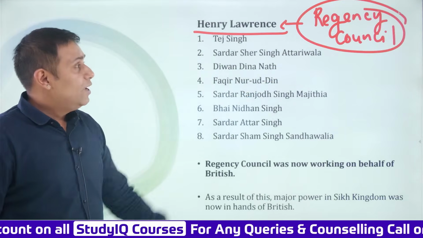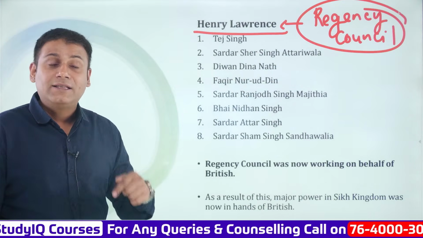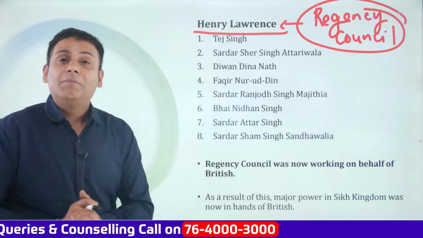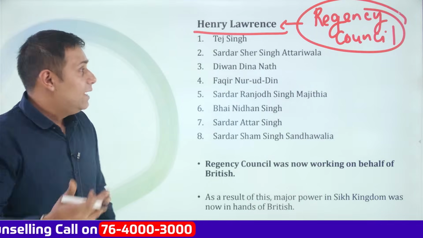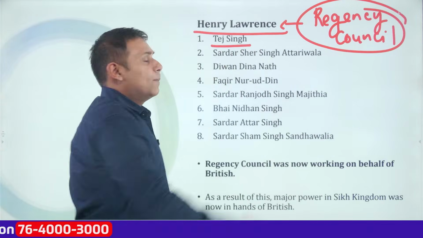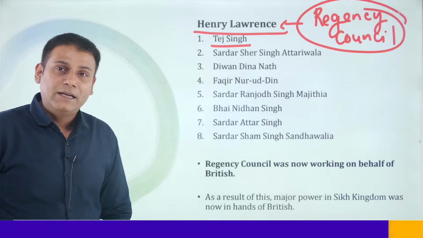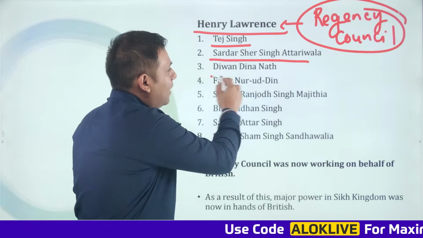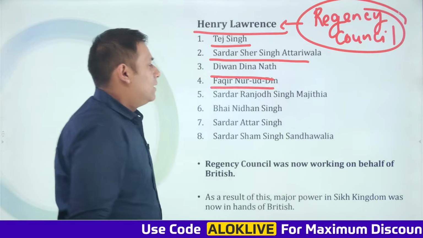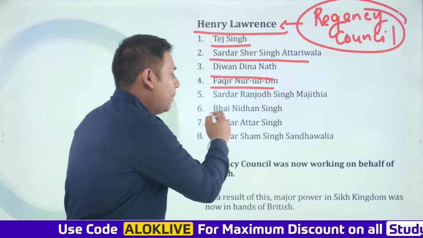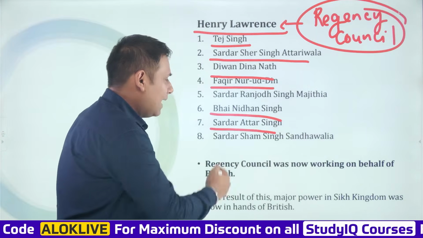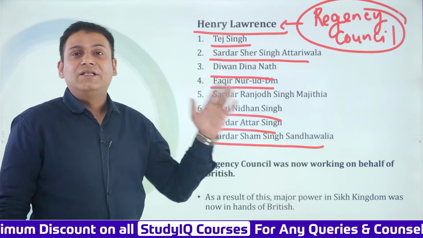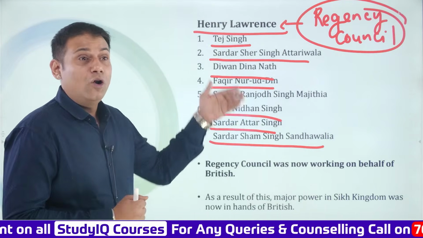Clear? Now the Regency Council consisted of 8 Sikh chiefs who were going to assist Major Henry Lawrence in the performance of his duties. The 8 Sikh chiefs included Tej Singh, who was a general of Maharaja Dalip Singh's army. Then Sardar Sher Singh Atariwala, Diwan Dinanath, Fakir Nuruddin, Sardar Ranjot Singh Majithia, Bhai Nidhan Singh, Sardar Atar Singh and Sardar Sham Singh Sandhanwalia. So these are the members of the Regency Council.